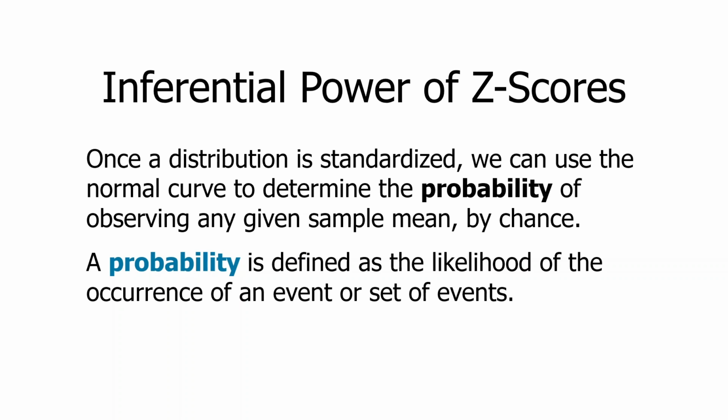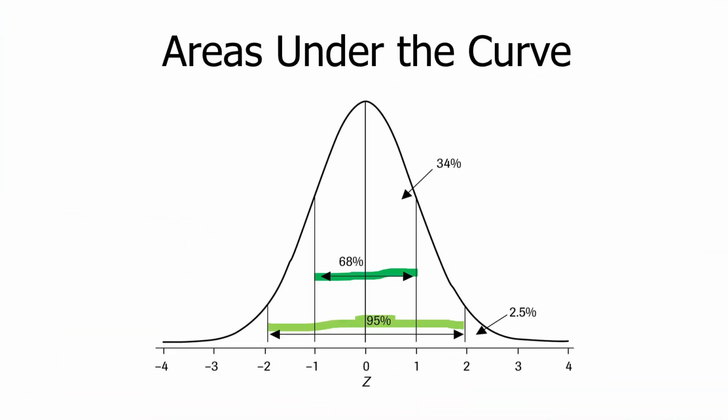What is a probability? A probability is defined as the likelihood of the occurrence of an event or set of events. And here are the probabilities associated with the normal curve. And you may have seen these before, and I've mentioned these particular percentages several times now. Between z-scores of -1 and +1, 68% of the distribution lies in there. And then, of course, since the distribution is perfectly symmetrical above and below z of 0, we know, for example, that 34% are going to fall in the bandwidth between z-score of 0 and +1.